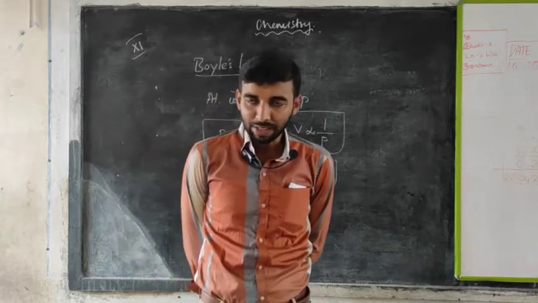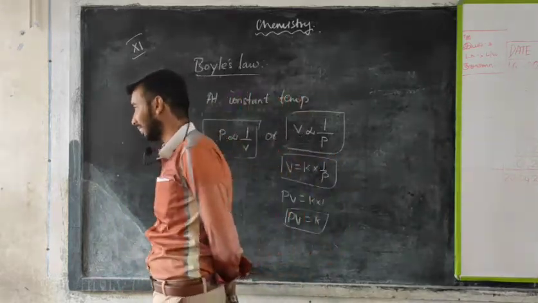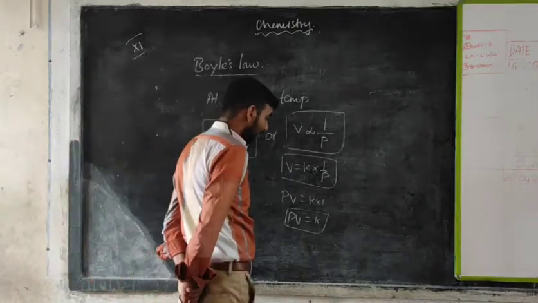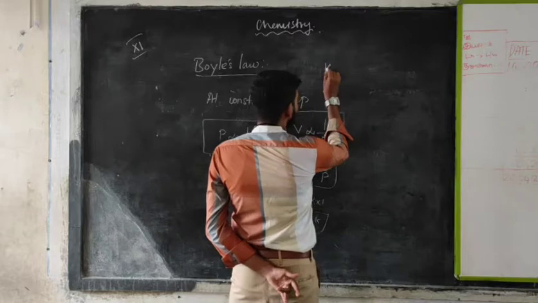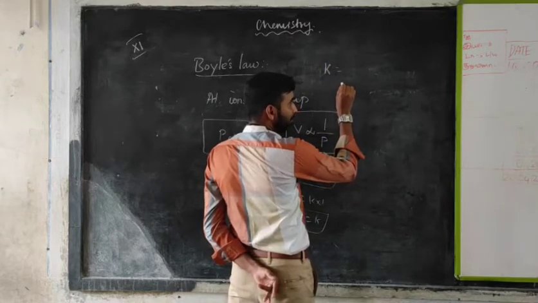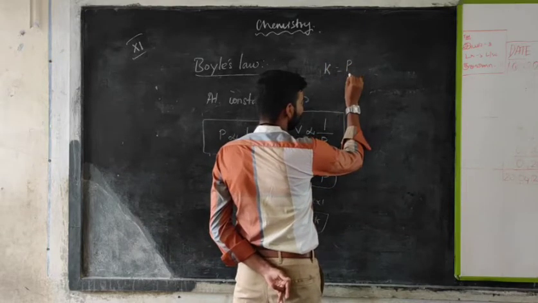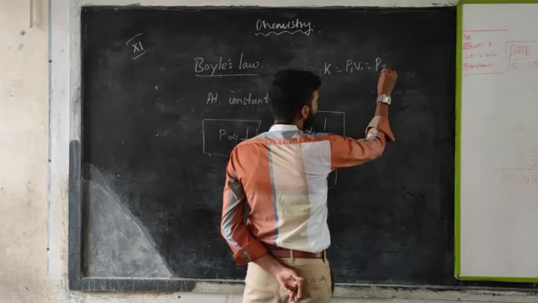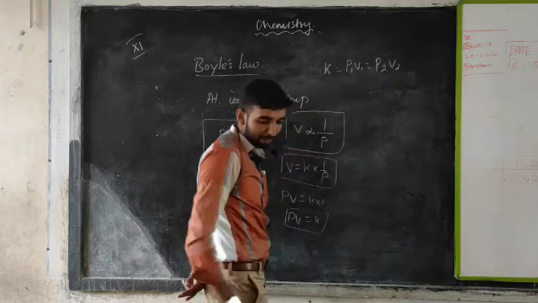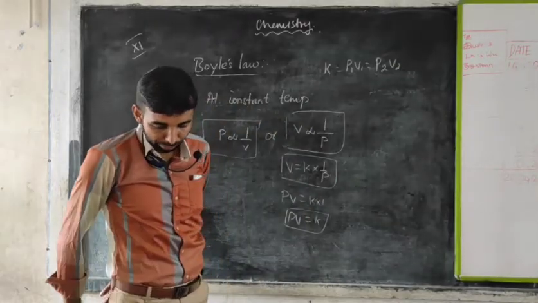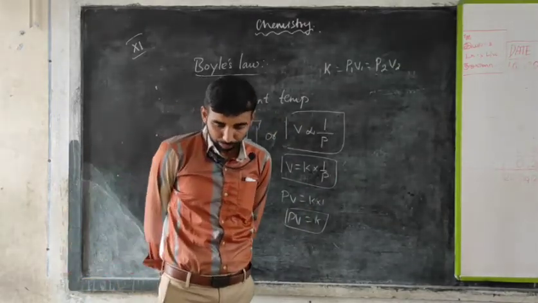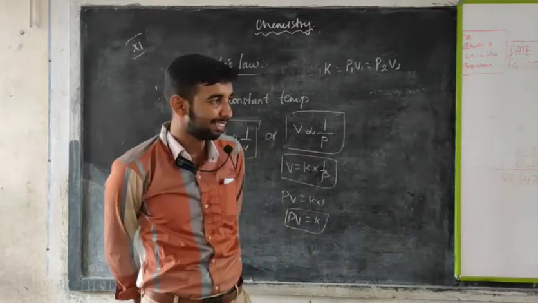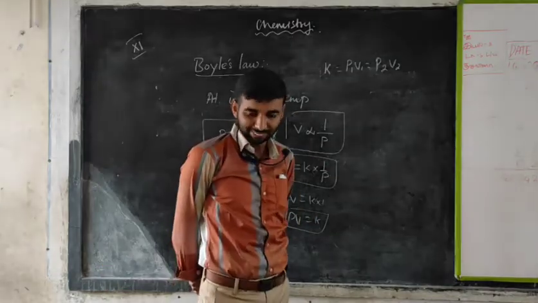If we have two different gases, we can write the formula like this: K equal to, for the first gas, P1 V1, equal to P2 V2. P1 V1 equal to P2 V2. Here the PV relationship is nothing but the relationship of pressure and volume of gases.